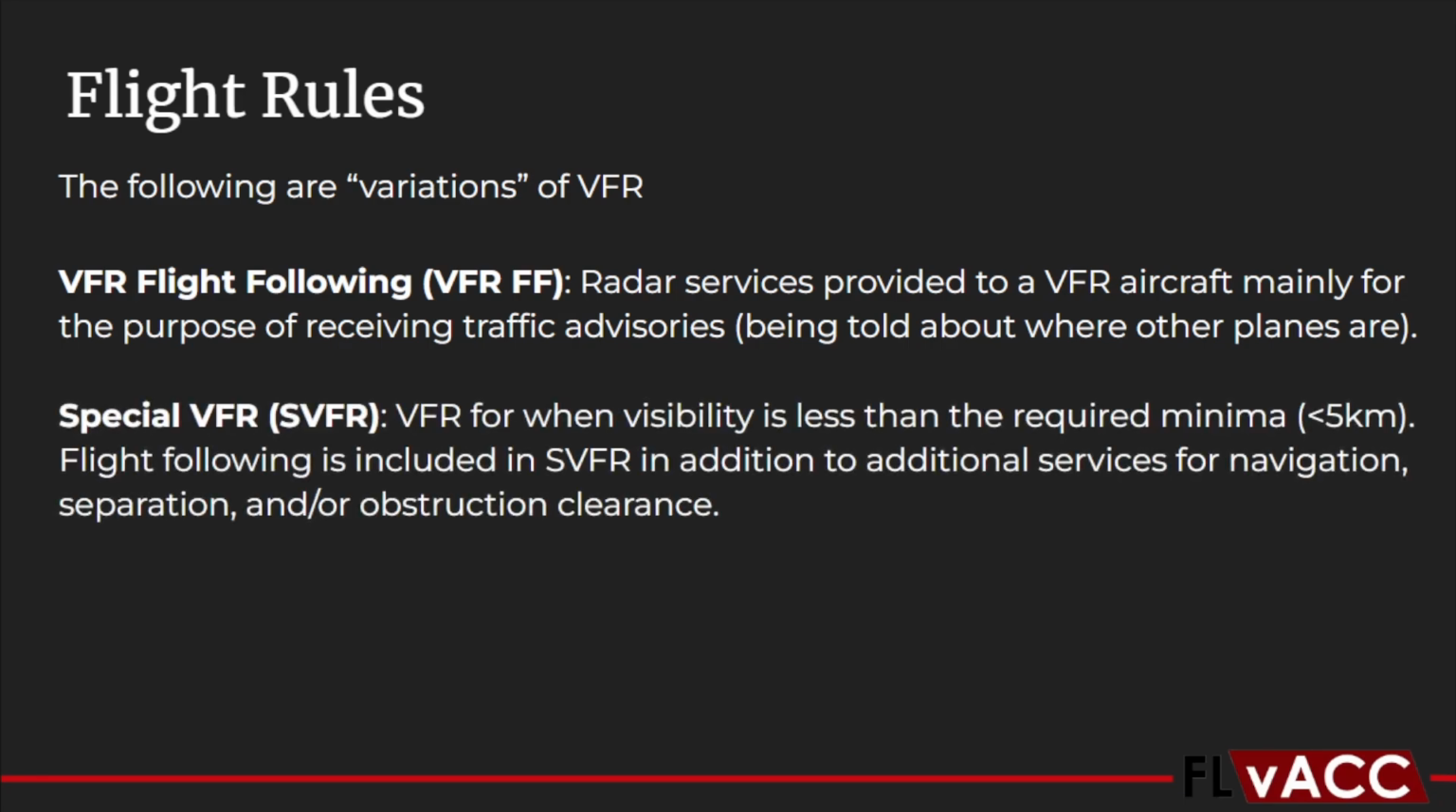Special VFR, for our service purposes, is a form of VFR that pilots can opt for without the required visibility minima of 5 kilometers. Special VFR provides flight following and additional attention from the radar controller for navigation, separation, and/or obstruction clearance. Our next topic is squawk codes.